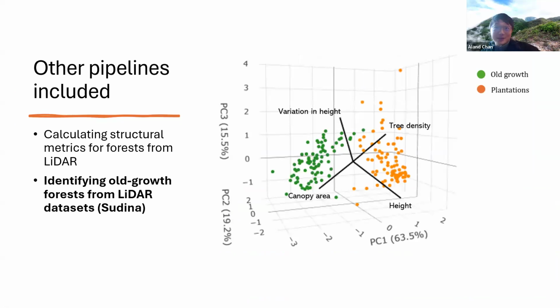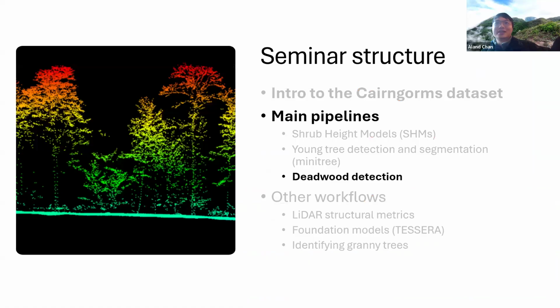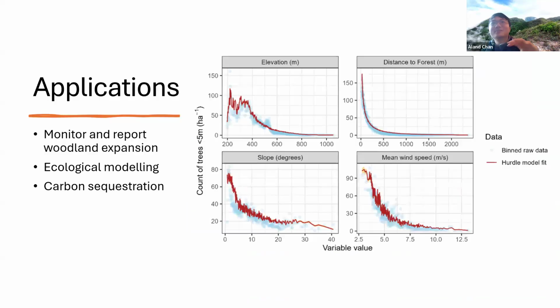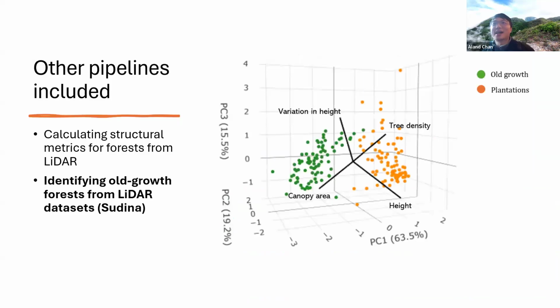We are also briefly involved in a side project by our master's student Sudina, who took the segmented crowns that we found using this algorithm and looked at the different types of trees. What she found was that the canopy structure, including things like the variation in height, canopy area, or tree density, if you calculate all these metrics and put them through a PCA, you could classify these tree crowns into plantation trees and trees that have old growth characteristics, or the granny trees, quite effectively.